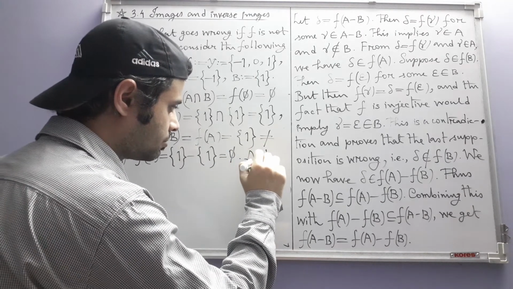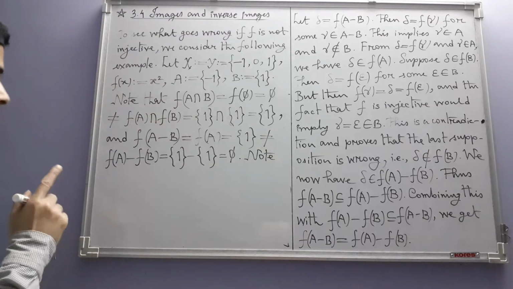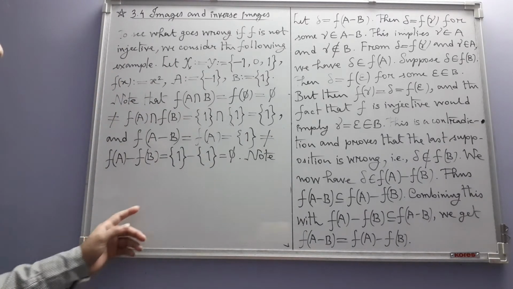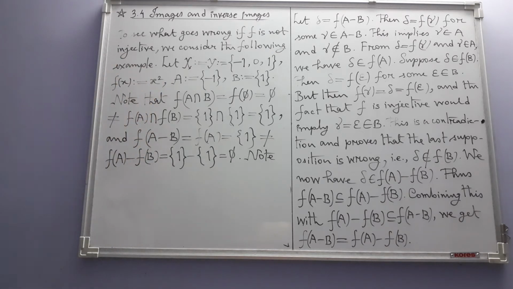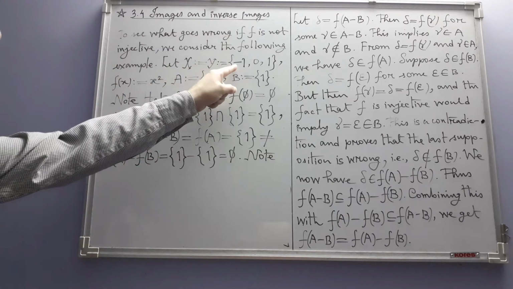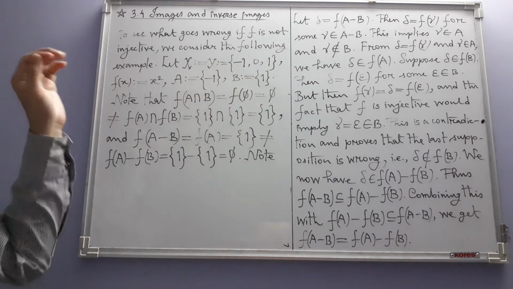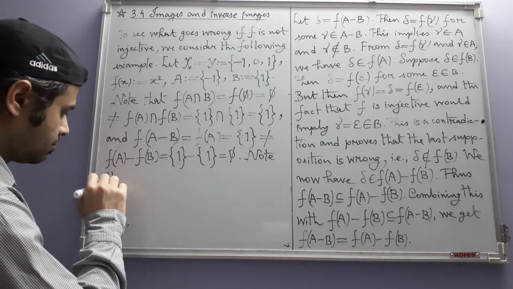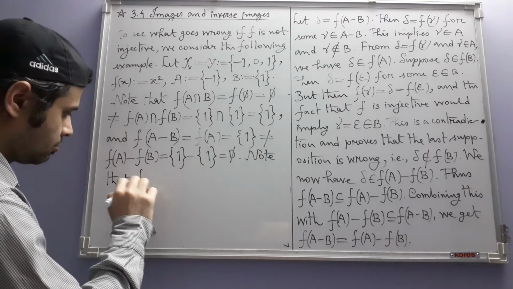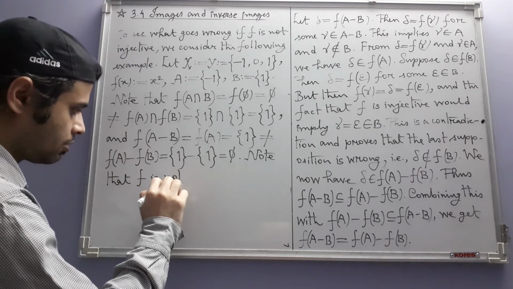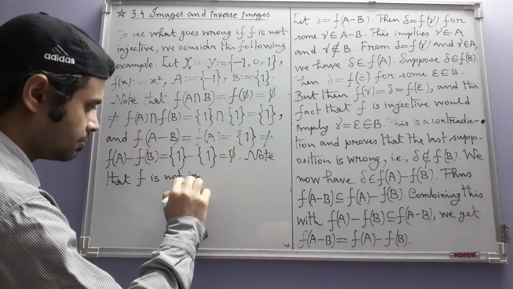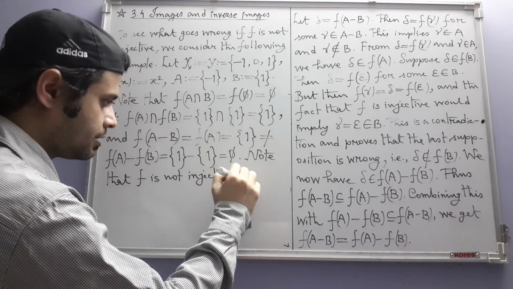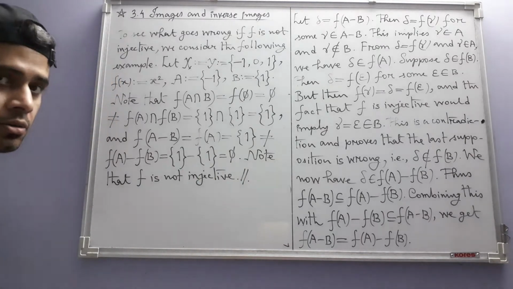Note that, here why are these equalities failing? It's because f now is not one-to-one. f maps both -1 and 1 onto the single element 1. Note that f is not one-to-one, or not injective, same thing. And this ends the solution to the third one.